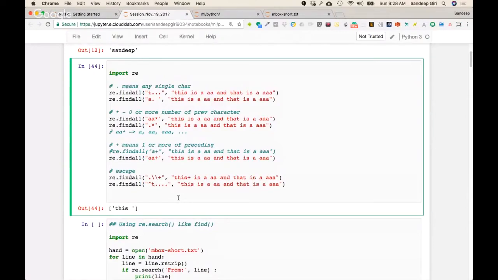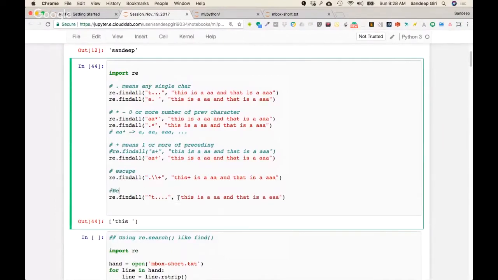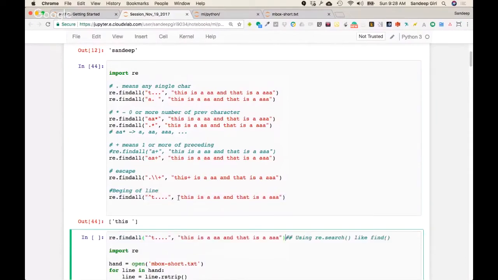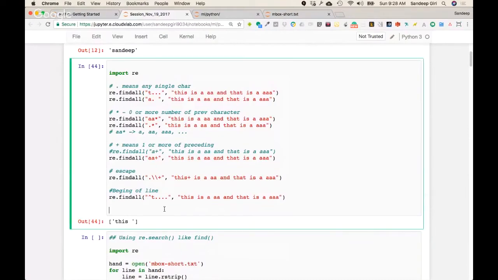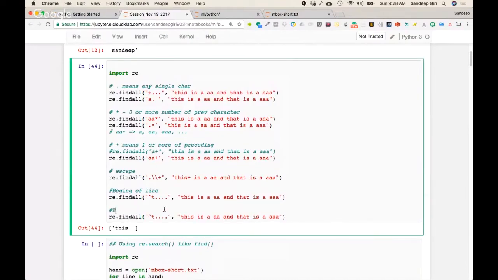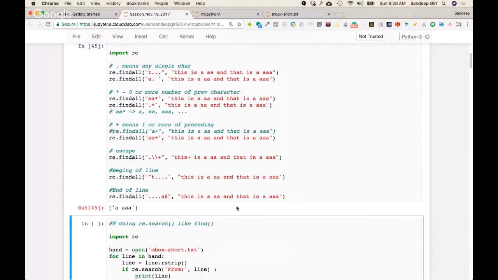So what we learned was the beginning of line, right? Let's say we want to capture something at the end of line. How do you capture something at the end of line? We say dollar. Dollar means end of line. And what's the end of line? This is the end of line. So we'll say dollar and say A and put some dots just to capture which one it's matching with.